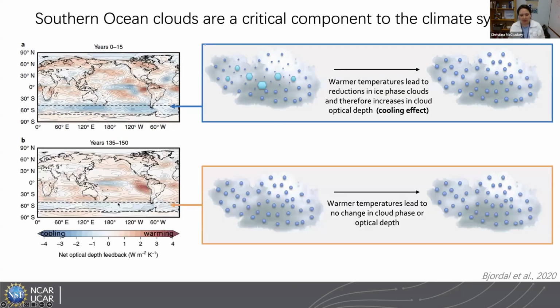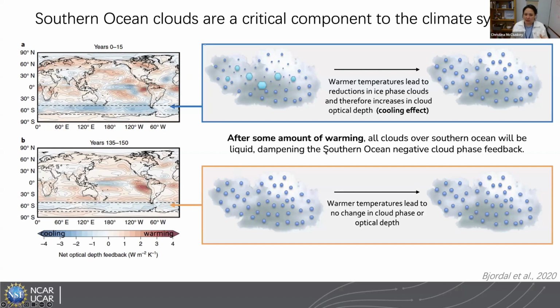In the last 15 years of that simulation, they also looked at the same feedbacks. And what they see is that the cooling effect of the Southern Ocean is actually lower than it was in the first 15 years. This is showing that there's basically a state dependence of this feedback. In these last 15 years of the simulation, most of the clouds are already liquid, and so you don't have that shift from ice-containing to pure liquid clouds. In this simulation, this suggests that after some amount of warming, all the clouds over the Southern Ocean will become fully liquid, and this dampens the overall cloud phase feedback.